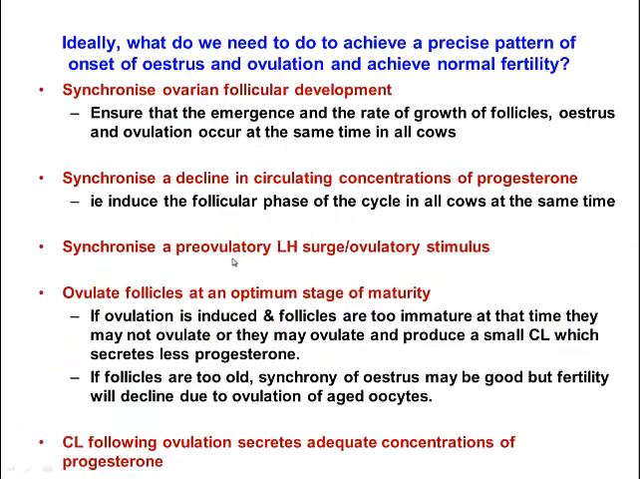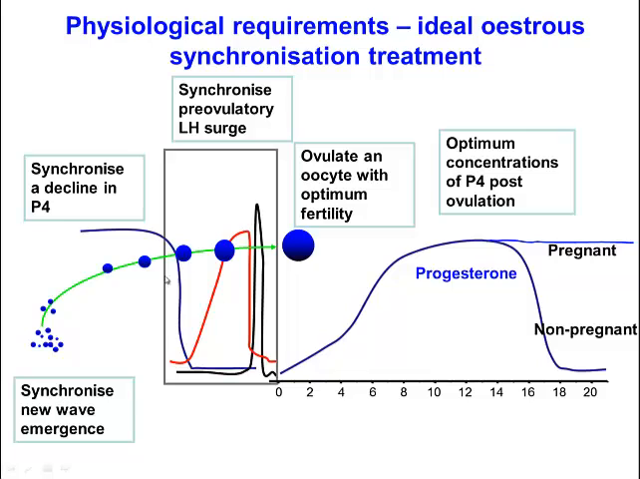We want to synchronize a preovulatory LH surge and an ovulatory stimulus at the same time. So once progesterone comes down, we've got a nicely matured follicle. We want to induce that follicle to ovulate. This can occur spontaneously, either through production of estradiol, which is this red line, by the follicle, which will then induce an LH surge, or we can inject drugs to induce an LH surge at the same time.